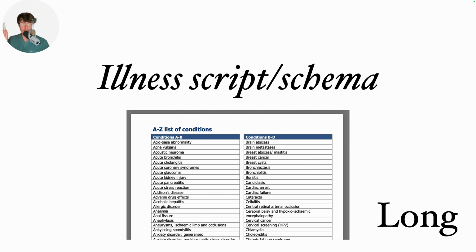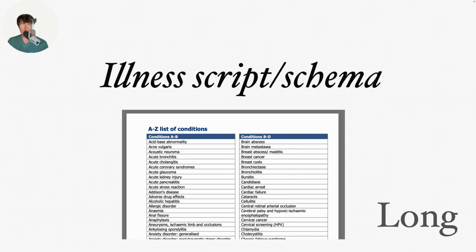So when we are making memories into our long-term memory, we use things called schema, these illness scripts, okay? So you've got 300 conditions or so in the UKMLA's condition list, A to Z, and then sorted by systems as well, like cardio and resp and all that stuff. But you need to have an illness script for every single one of these things. And what do I mean by an illness script?